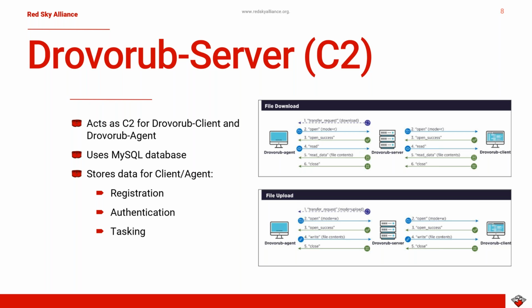Once the message is received, clients send a read data response containing the file contents, and multiple read data responses can be sent at this stage if the file is too large. Lastly, the Drovorub agent sends a close command to the client to end the file transfer and close the open file.